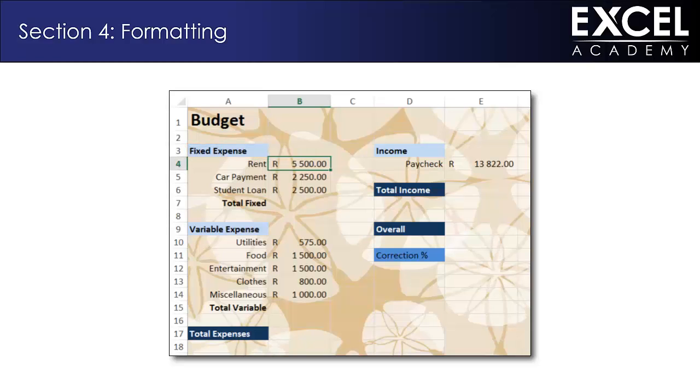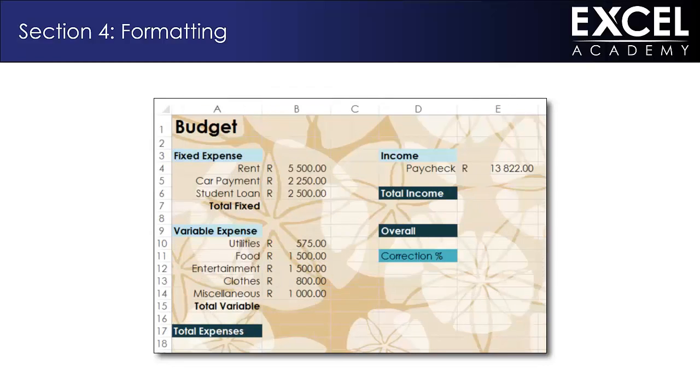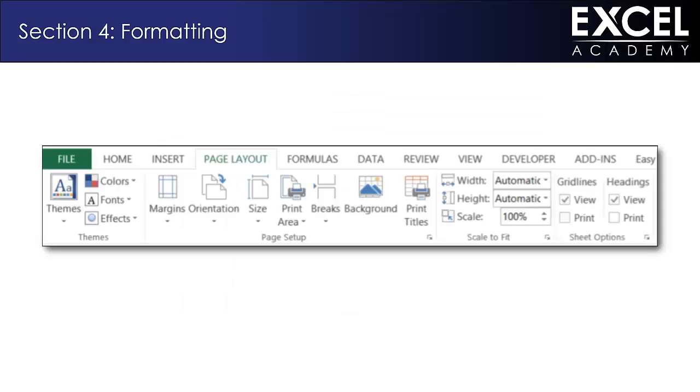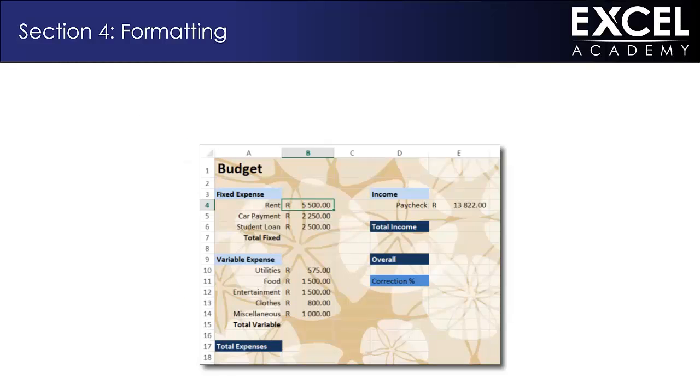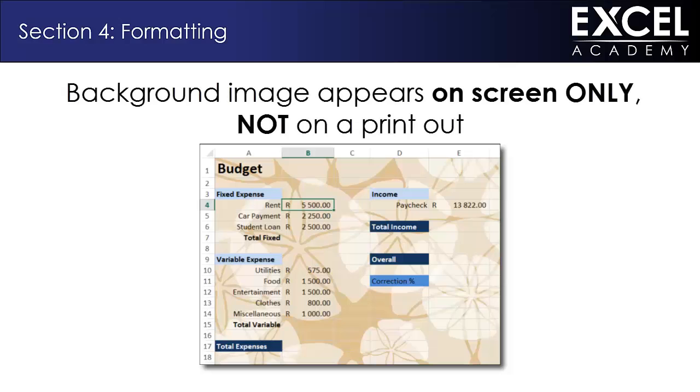In addition to a background, worksheet themes make global font and color changes in your workbook. You apply both backgrounds and themes from the Page Layout tab on the ribbon. Note that you can select a background picture from your hard drive or download an image off the internet. Here's an important point to remember. Most formatting appears on screen as well as in a printed worksheet. However, a background image appears on screen only.